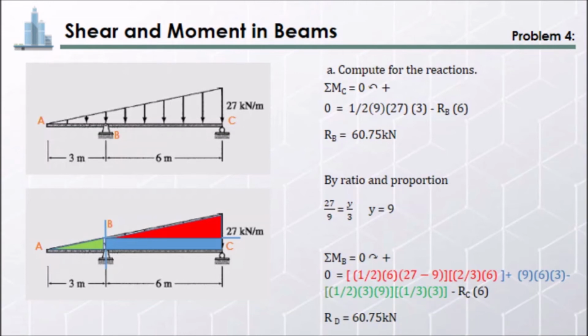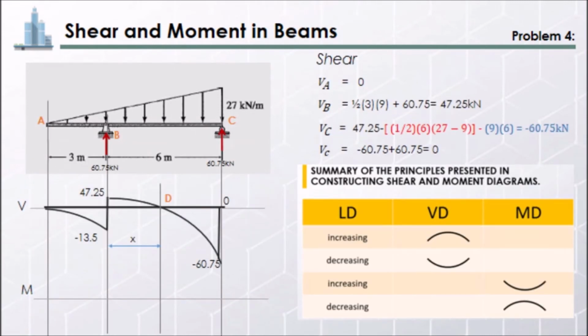So, meron na tayo class reaction. Doon na tayo sa pag-draw ng shear and moment diagram. So, let's start with shear. So, at point A, meron ba tayong shear? Wala. So, 0 tayo mag-umpisa. And then sa B, at point B, pumasok na tayo na uniformly distributed load. Alam naman natin na ang height na to ay 9. So, we have 1/2 base times height, 3 multiplied by its height na 9 meters, plus 60.75 na reaction. So, that will give us 47.25 kilonewton.